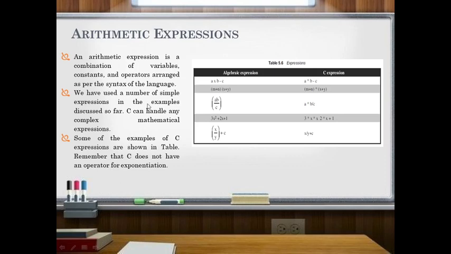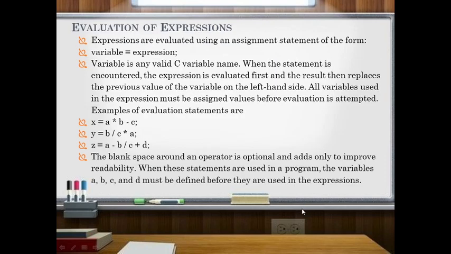So we have to understand a number of simple expressions in the examples discussed. C can also handle any complex mathematical expressions. These are some of the simple expressions we have, and it can also express many complex ones. Some examples of C expressions are shown in the table. Remember that C does not have an exponential operator, so exponents you should write as a into a. This is how a mathematical expression can be written.